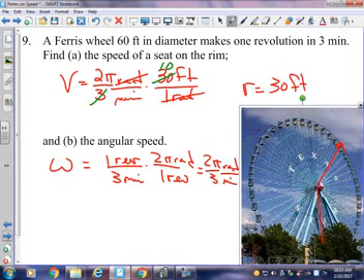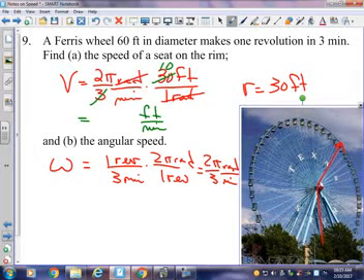You can type it all in the calculator if you want to. But I like looking at the fact that those are small numbers and I can do them in my head, so I only have to type 20 times pi. You may decide, well, I'd just rather type 2 times pi times 30 divided by 3. And if that's what you want to do, that's fine. Doesn't hurt to try some fraction skills, though, once in a while. So this is in feet per minute. 62.83.